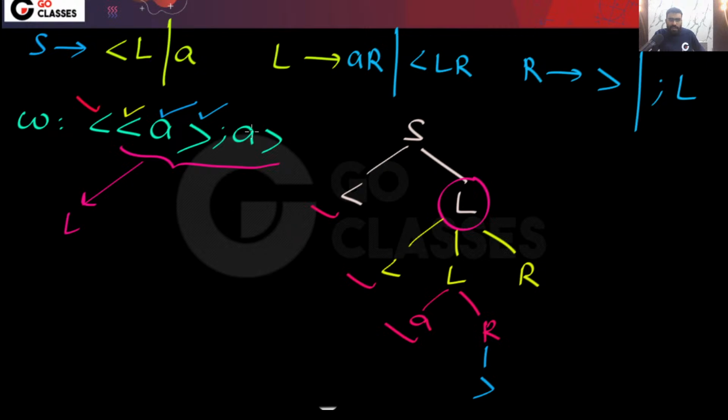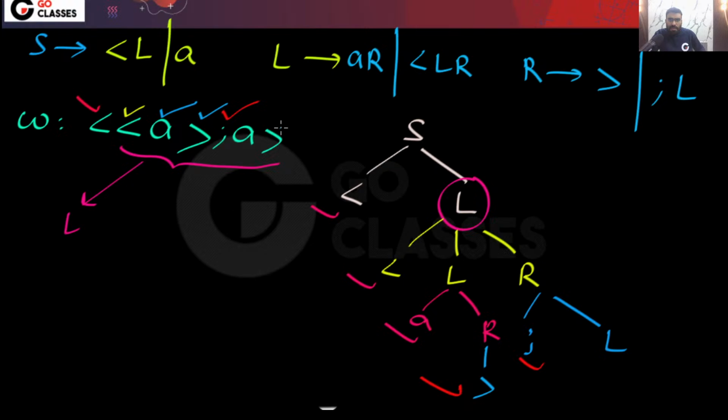After that we need to create this much string. So you can see I want semicolon. So this R I can replace with semicolon L. Very simple. Now we got this semicolon also. So these are the things that we got.